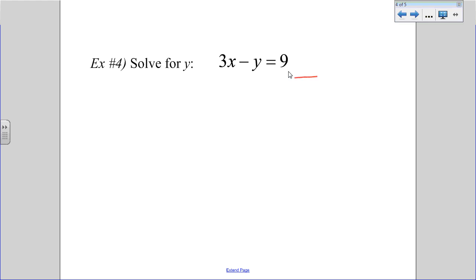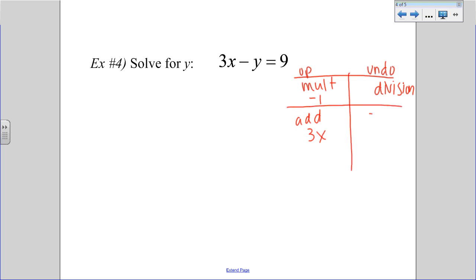So when I look at y, the operation is multiplying by a -1. And so I'm going to undo that with division. And then I am adding 3x. So I'm going to undo that with subtraction. Now we could be a little bit more specific here because it's not quite those formulas that we were seeing before. So I'm going to subtract 3x from each side. I have this -1y is equal to 9 minus 3x.